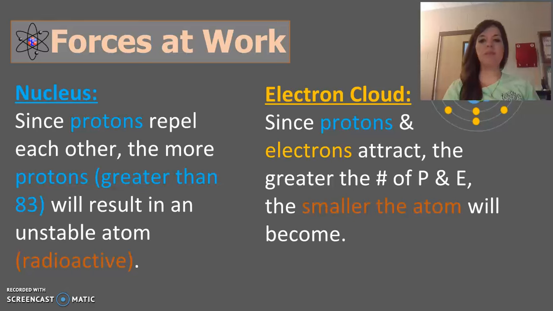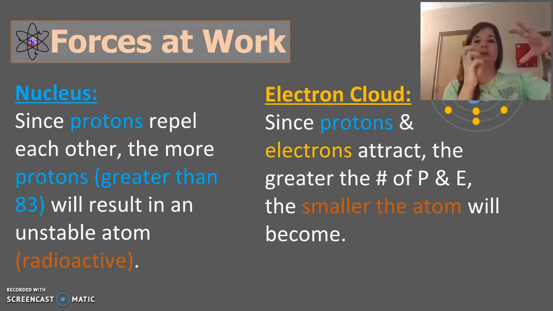A lot of the radioactive elements that we think of and use in society include things like uranium and plutonium. In the electron cloud, since protons and electrons attract each other, the greater the number of protons and electrons, the smaller the atom will be, because the higher number of protons will have a greater pull on the electrons, and it actually causes the space in the electron cloud to decrease even though the mass of the atom is increasing.